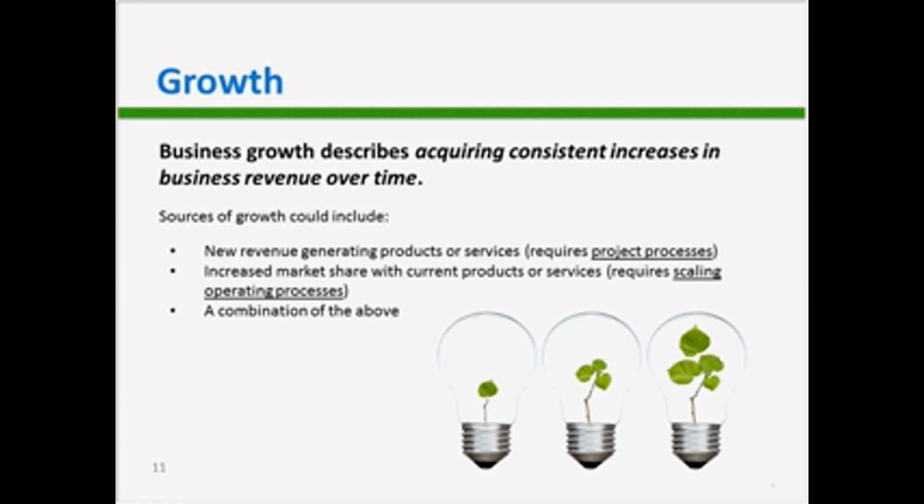Sources of growth could include new revenue generating products or services. Let's say you just finished a major project and now you've got a new revenue generating item in your business portfolio. You could just be increasing your market share with your current products and services, meaning you have a strong operating process and now you just need to do more of it, because either you're growing organically, or the market's finding you, or you've opened up a new geography through a contract. Whatever it is, you're doing the same stuff you've been doing, but you're doing more of it, or the market is demanding more of it.